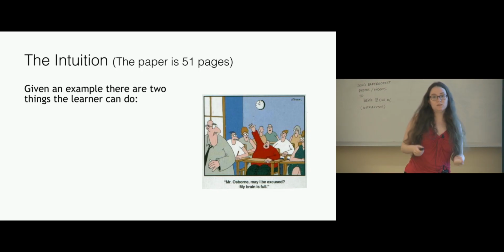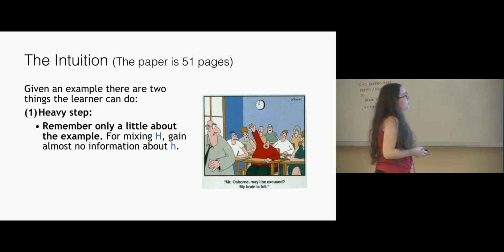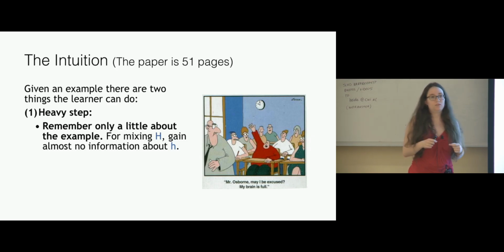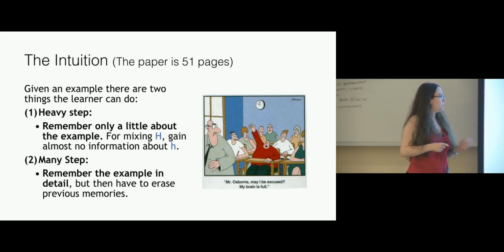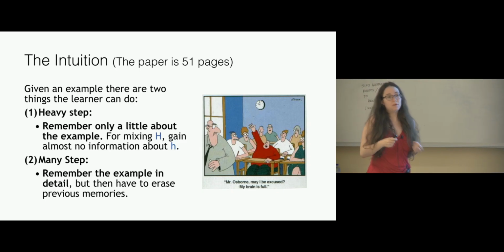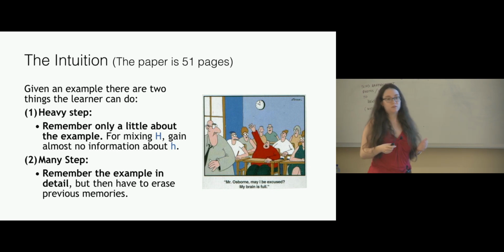When we are given a new example, the algorithm, the learner, can use one of two different strategies. The first strategy is to remember only a little bit about the example that he got. But since the class is mixing, it won't help him to increase the certainty by much. The other strategy is to remember the example in detail. But since the memory is bounded, it must erase previous knowledge. And this is the reason why, in this case, also the certainty of the algorithm will not increase by much.